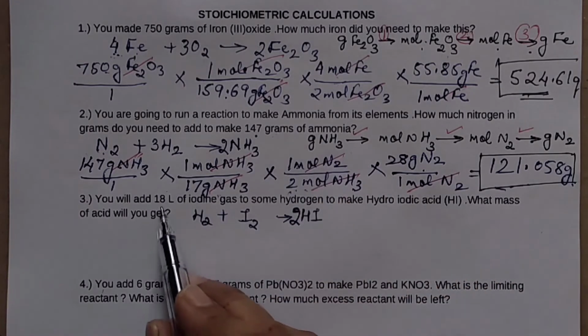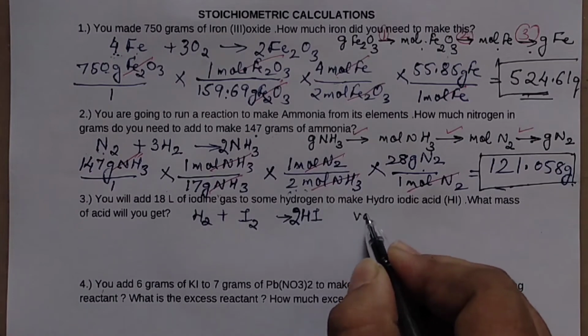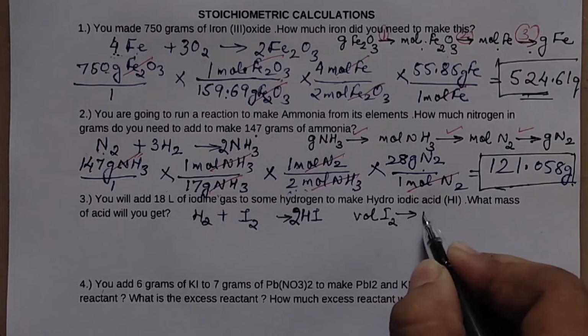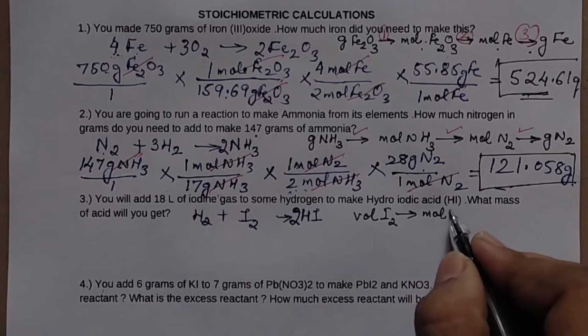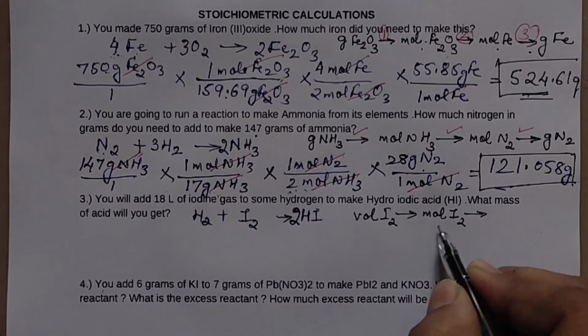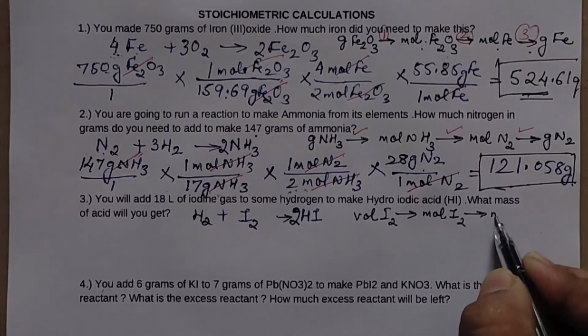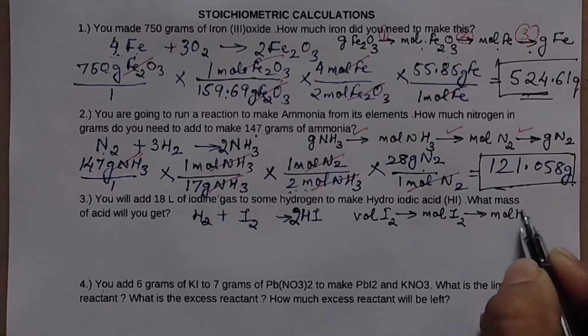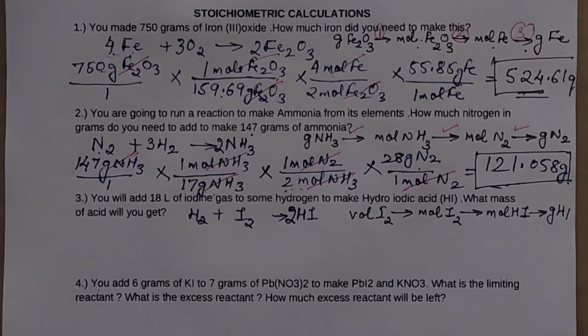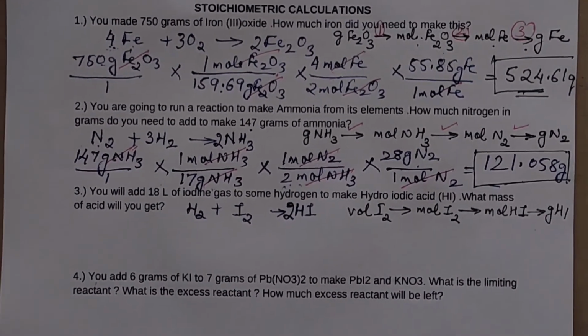Instead of gram, they have given volume. So this is volume of iodine. First, you will be converting into moles of iodine. Thereafter, you will be converting the moles of iodine by comparing the molar ratio into moles of HI. Then you will be converting this into grams of HI. Okay, grams of HI, right?